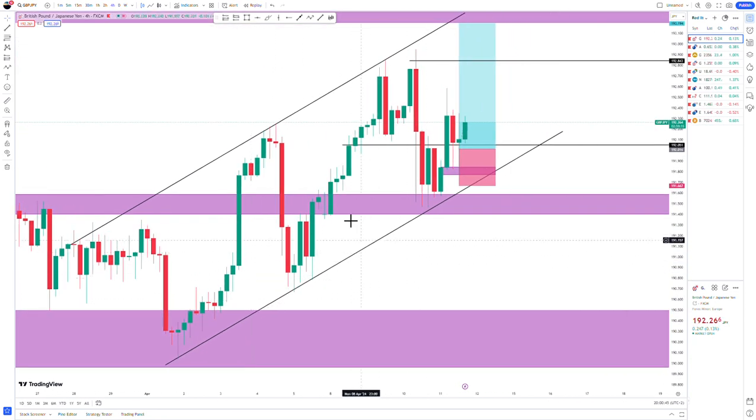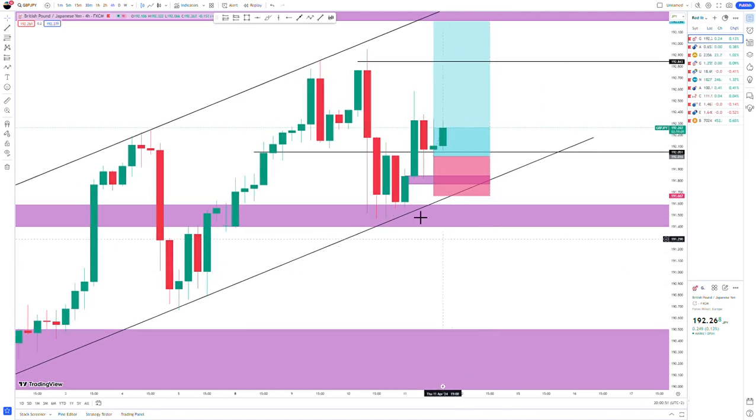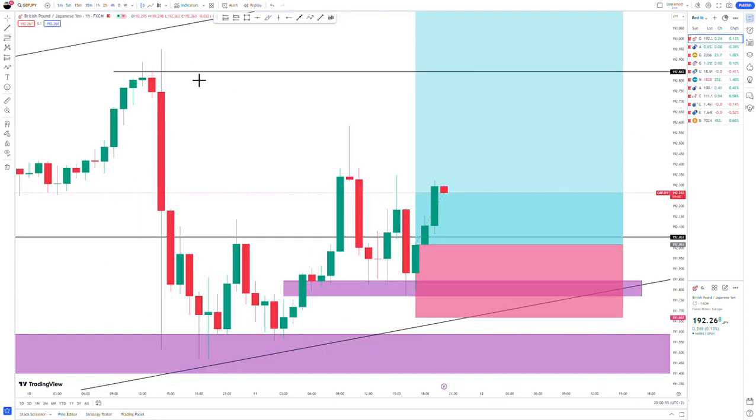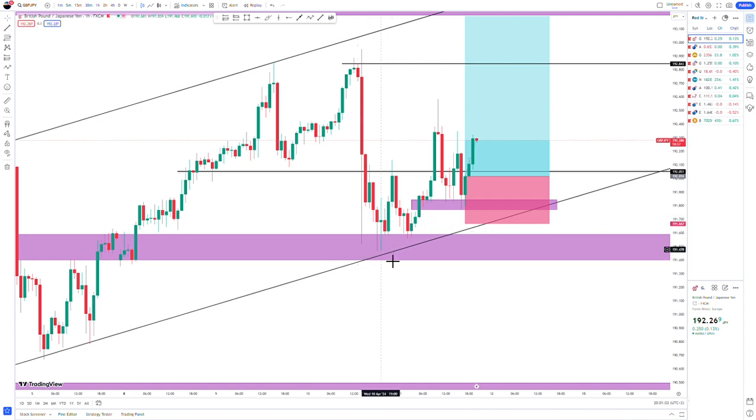So we know that we're going to sell the highs and buy the lows. What happened is that the market came back and rejected this area. I wasn't monitoring the market at the time. It was still trading around this area. I only caught it when it was at this level.